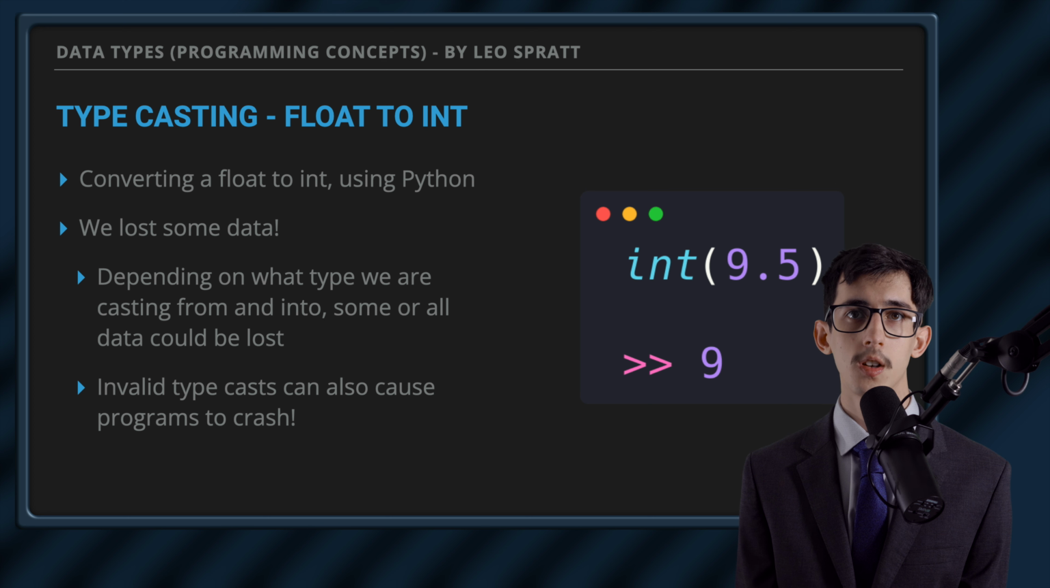How about turning the float 9.5 into an integer? And again in Python, int(9.5). However, this time our result will be 9. We've lost some data. This is some important information to know about typecasting. Depending on what type we are casting from and into, we may lose some data. Our programs can even crash if this is used incorrectly.